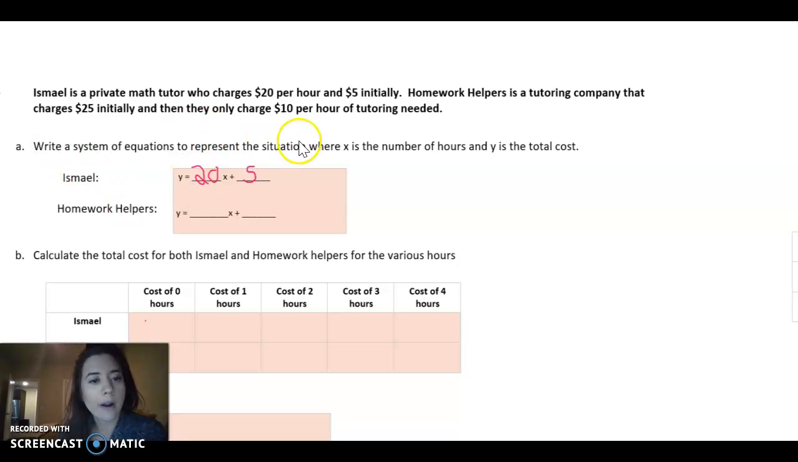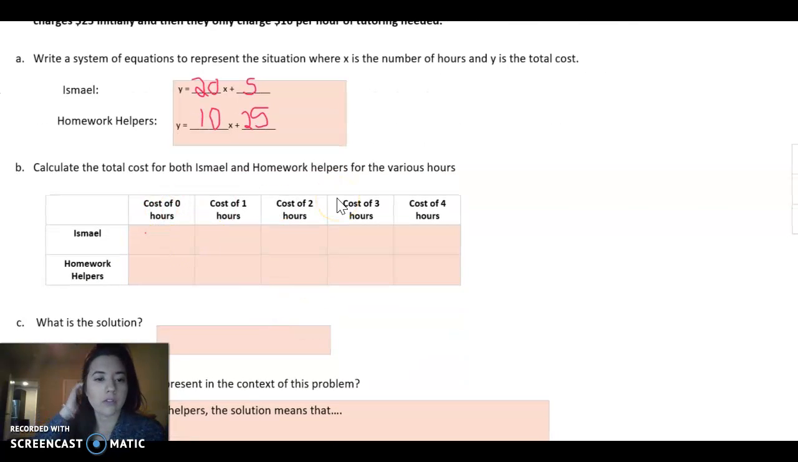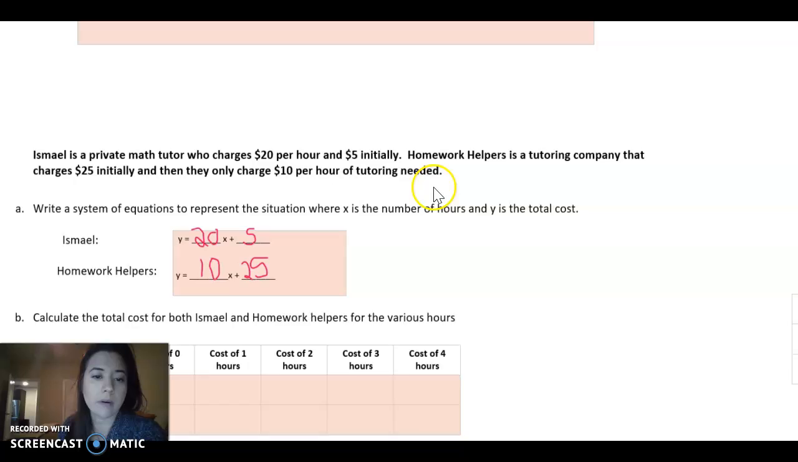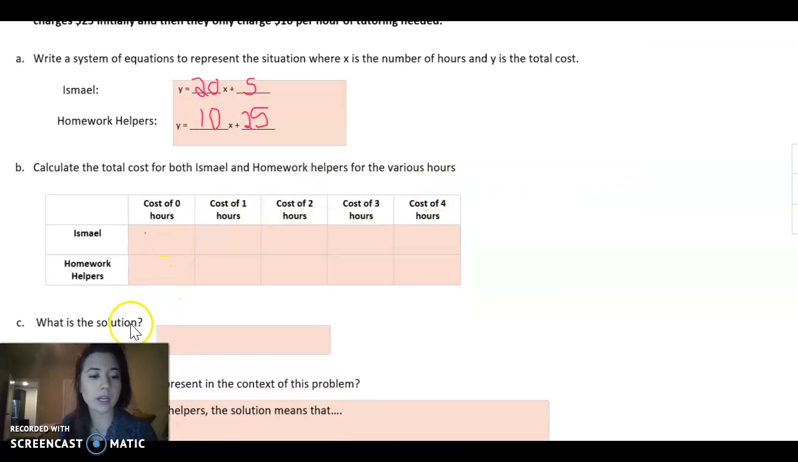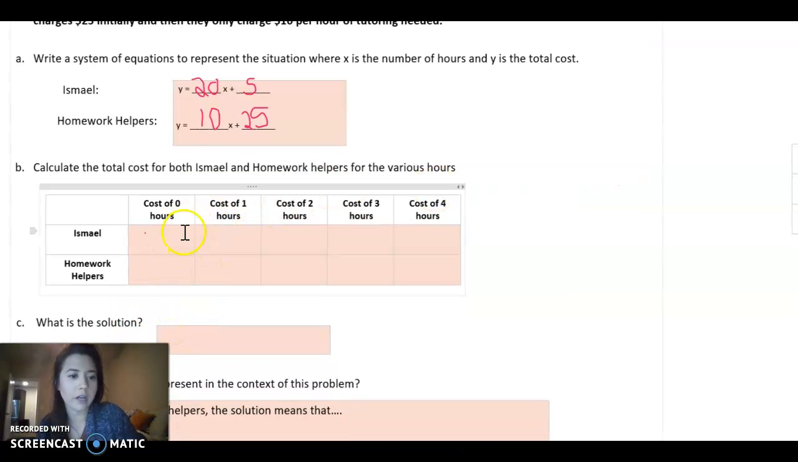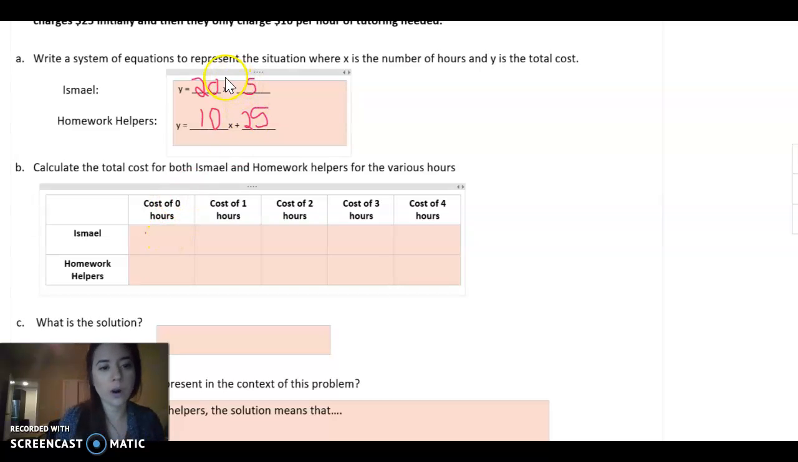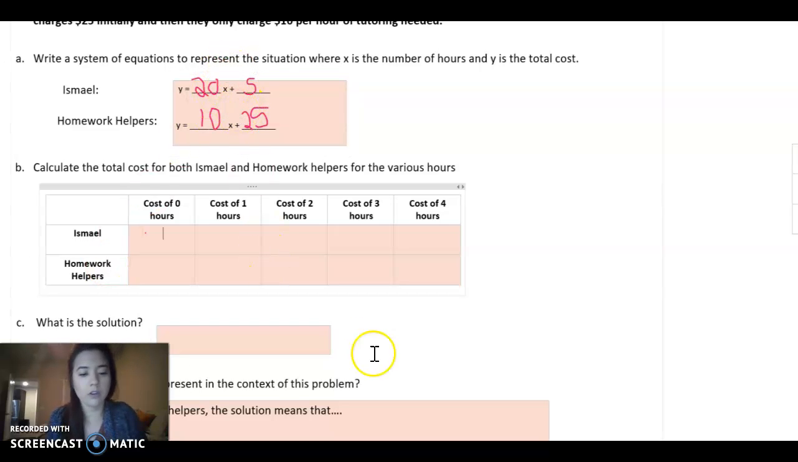And then for Homework Helpers, it was 25 initially, so we have the 25 over here, and then 10 per hour, so 10 is the rate that goes next to x. Okay? Calculate the total cost for both of them for various hours of work. Okay, so same thing, now you are going to plug in these numbers into our equations to figure out their values. So if you have Ishmael tutor you for no hours, you're still going to pay him $5.